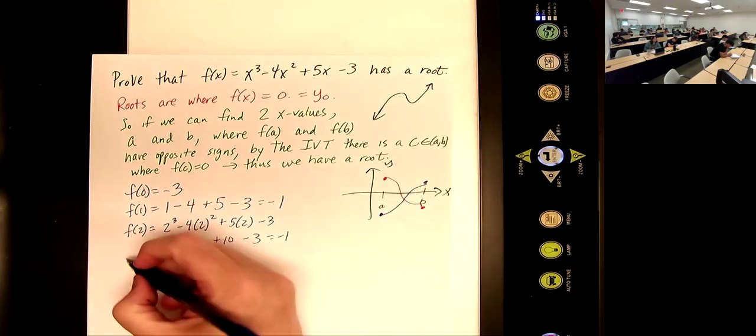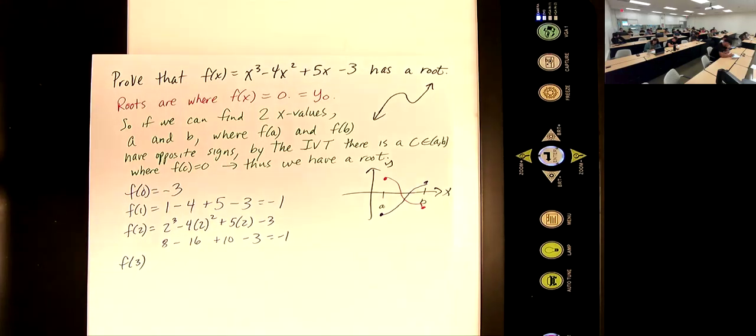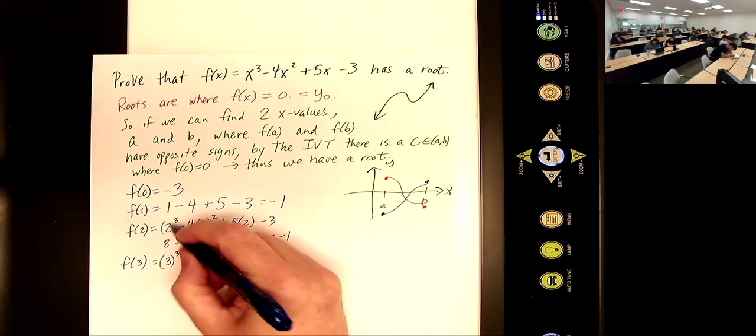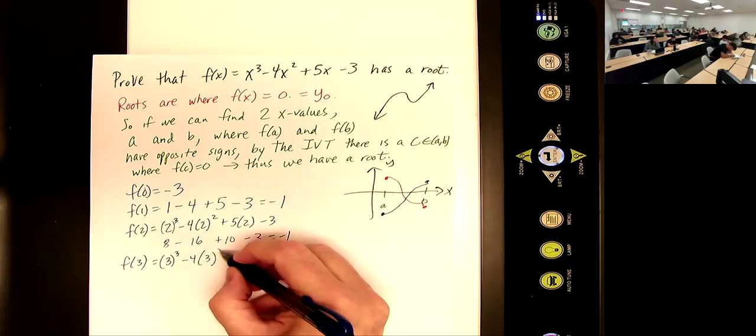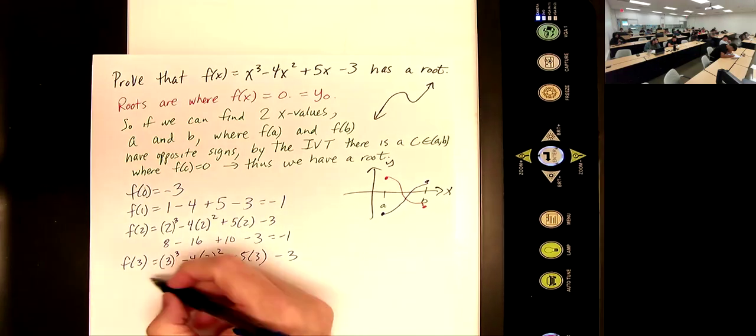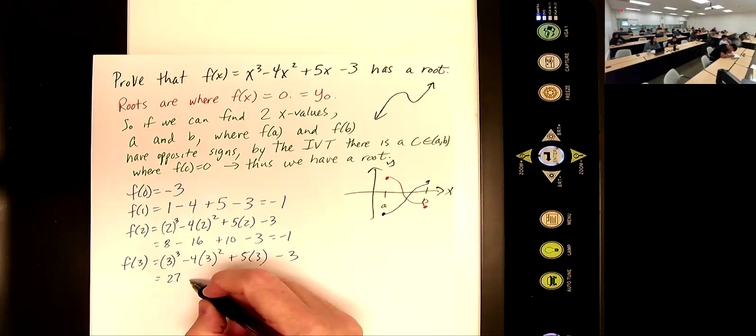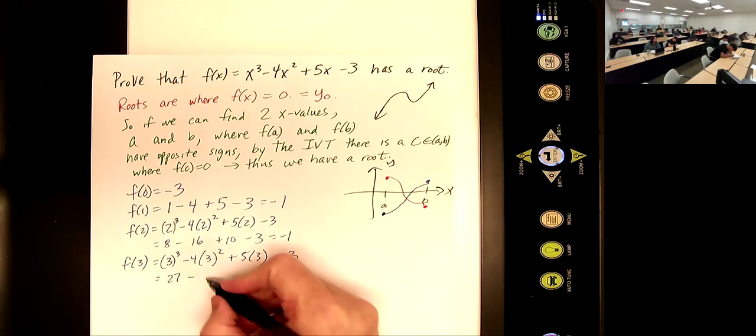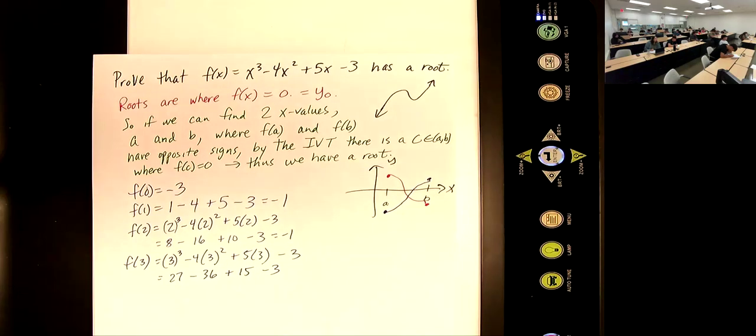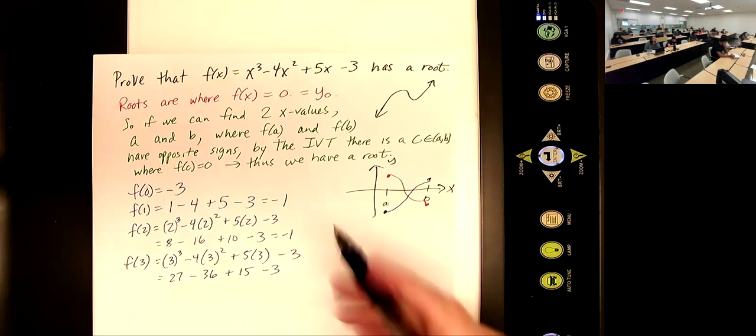Let's try another one, f of 3. 3 cubed minus 4 times 3 squared plus 5 times 3 minus 3. Let's see, 27. 4 times 9 is 36. Plus 15 minus 3. 27 plus 15 is 42. 42 minus 36 is 6. 6 minus 3 is 3.